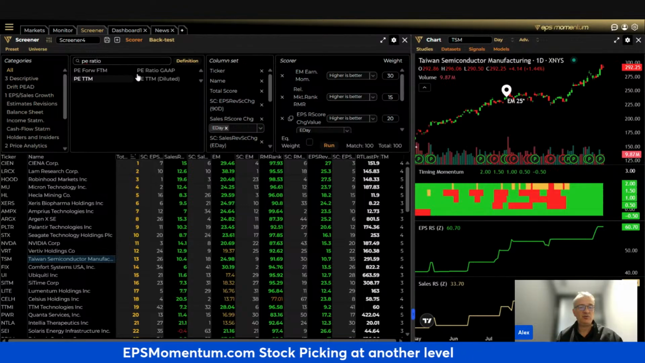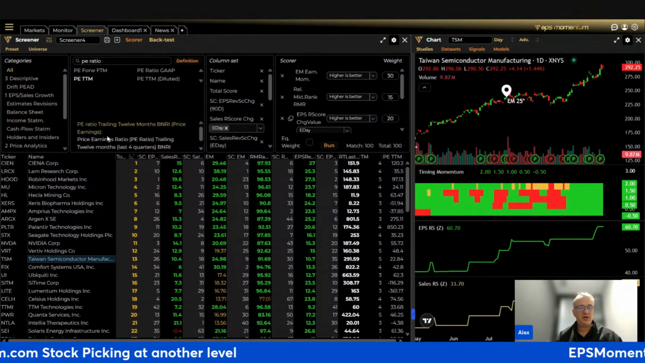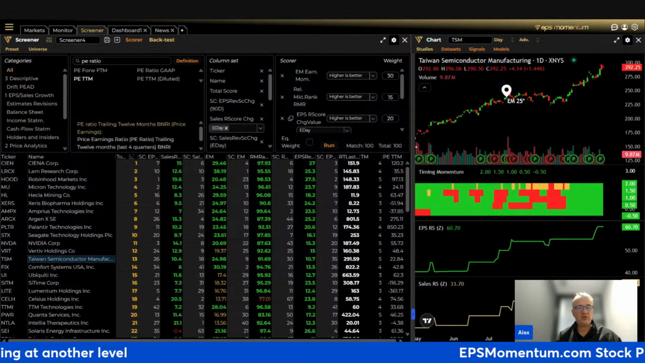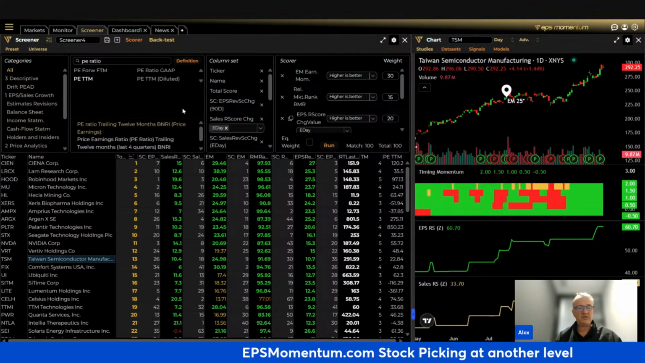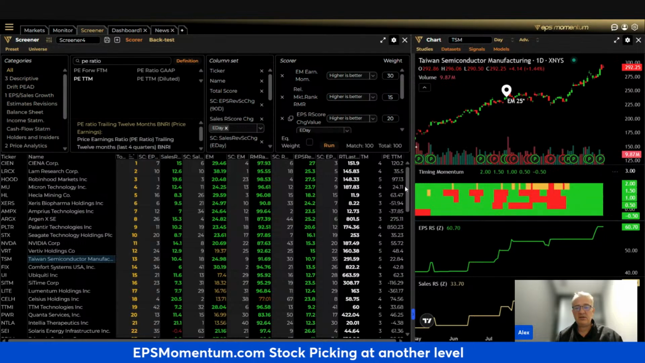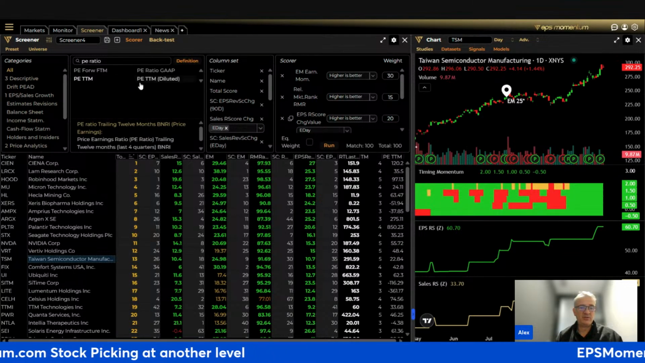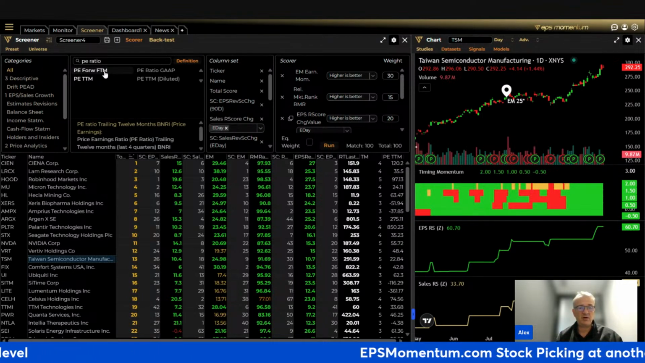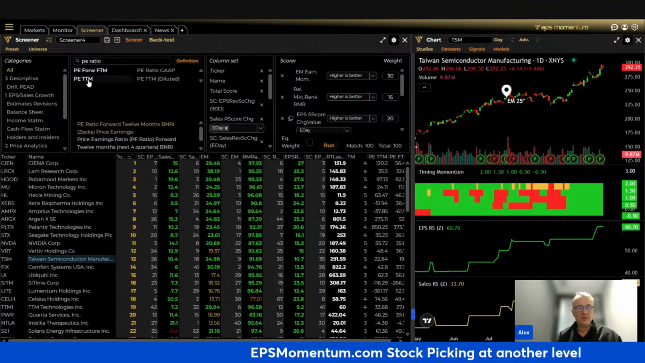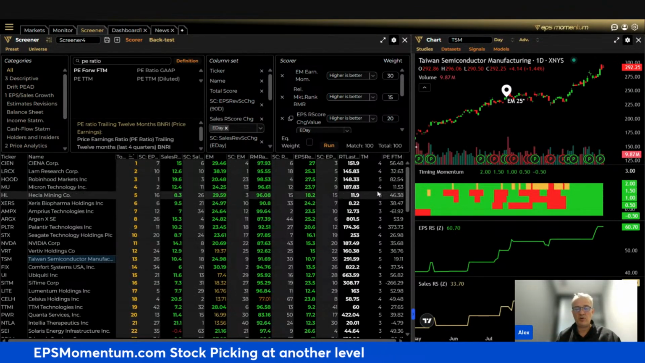And there's two types of P/E ratio. When you click on the field, you can click on definition. And this is the trailing 12 months BNRI, or before non-recurring items, based on the Zacks methodology. And we can list it here. So that's the classic P/E, 12 months. Or I can have the P/E FTM, forward 12 months. So I'm going to take this because P/E 12 months is really backward. I want the forward one.